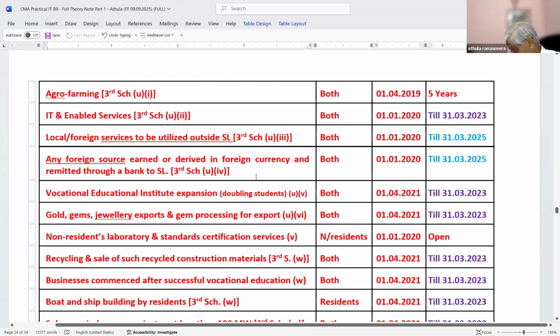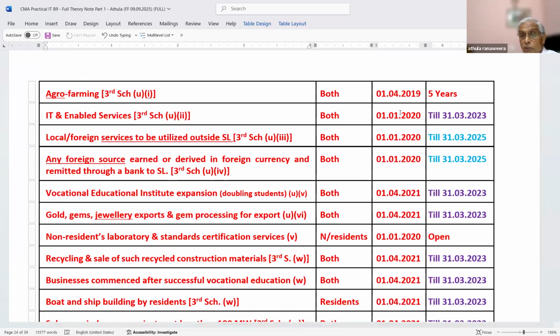Always I am explaining with the logic behind this. Then agro-farming. In the agro-farming sector, there was an exemption up to 31st March 2024, 5 years from 1st April 2019. Now it is over. The word agro-farming is defined in our tax law. If we are covered with agro-farming, that total income was exempted for both types of people. Now, no more.